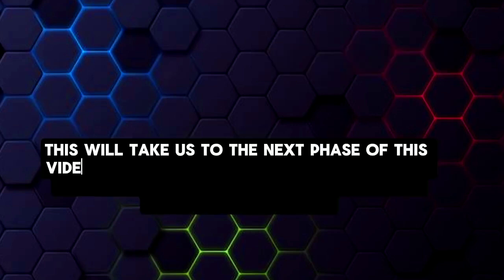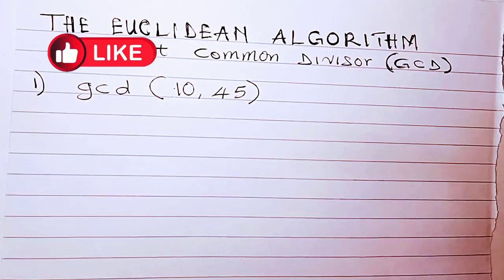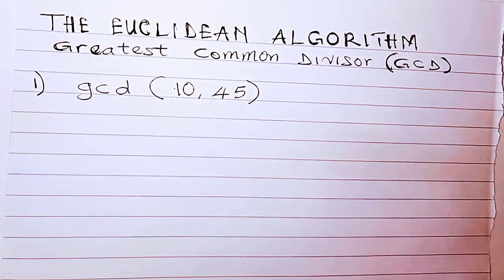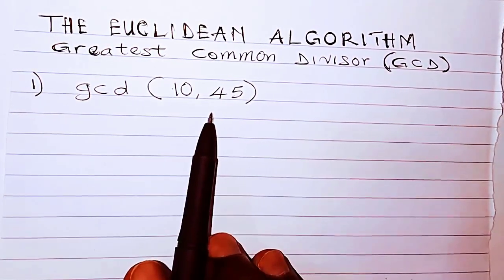This will take us to the next phase of this video, where we will calculate the GCD of the following sets of numbers using the Euclidean algorithm. The concept of calculating the GCD of a pair of numbers like we have here is very easy.